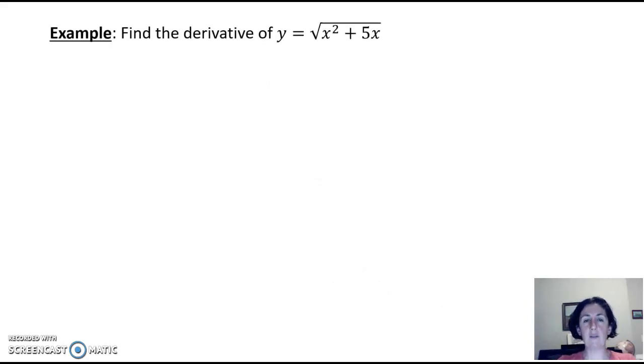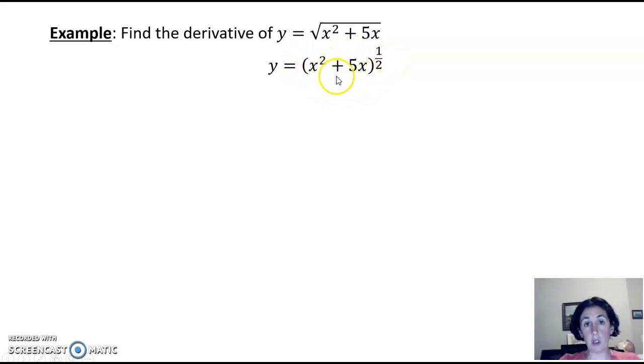Let's find the derivative of y equals the square root of x squared plus 5x. Now, as discussed many times, we don't have derivative rules for radicals, so we're going to have to get rid of that radical and write it as a fraction exponent. So instead of the square root of x squared plus 5x, it'll be x squared plus 5x all to the 1/2 power. So now I have an inside function, x squared plus 5x, and an outside function, this whole thing is being raised to the 1/2 power.